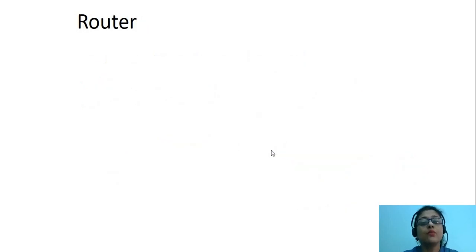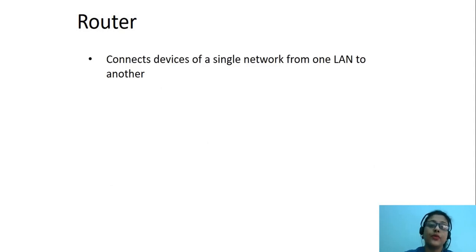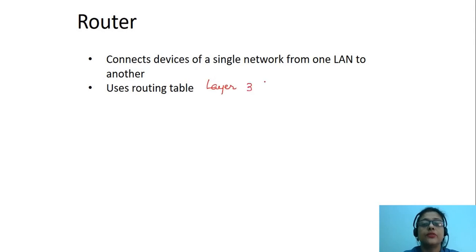Let us understand what a router is all about. A router is a layer 3 device, and it connects devices of a single network from one LAN to another using a routing table. So basically it is a layer 3 device. Layer 3 is the network layer of the OSI model.